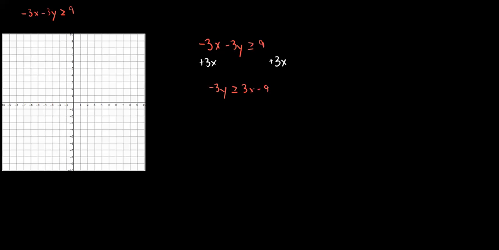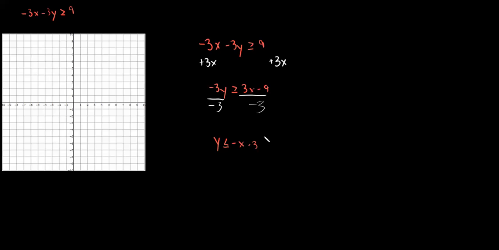And now what I got to do is I got to divide each side by negative 3 because negative 3 is multiplying y. Okay, so what this is going to get me is y. And now this is where you got to be careful with inequalities. Whenever we multiply or divide by a negative number, only a negative number in inequalities, we actually have to flip what the inequality symbol is. So this now becomes less than or equal to. So it's going to be y less than or equal to. 3 divided by negative 3 is negative 1, so that's going to be negative 1x. Negative 9 divided by negative 3 is positive 3.